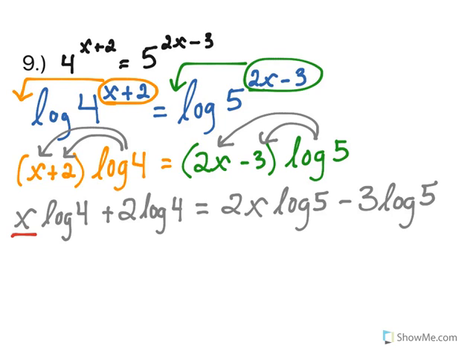There's an x right here, so this term has an x in it, and there's an x right here, so this term has an x in it. The other two terms don't have any x's involved, so I want to have the x terms on one side of the equation and the other terms on the other side. So I'm going to subtract 2x log 5 from both sides.